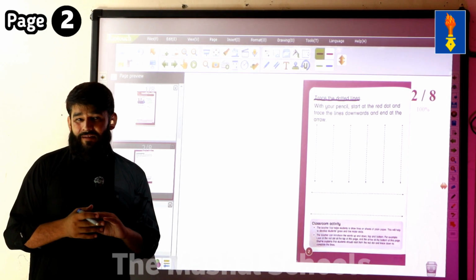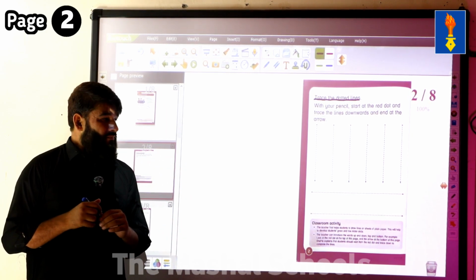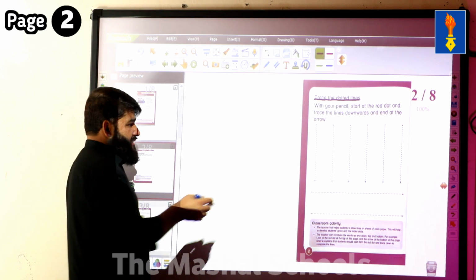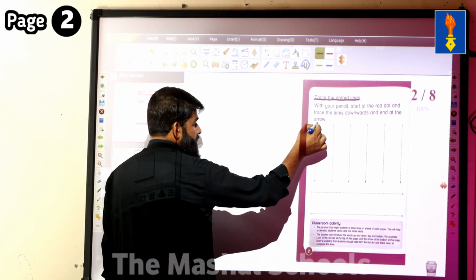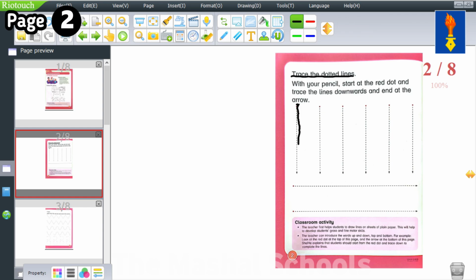As I said yesterday, the first line is actually a vertical line, and there is a starting point here and an ending point here with an arrow. What we do here, we start from there and we go all the way down, just like this. Again we start here and we go all the way down.